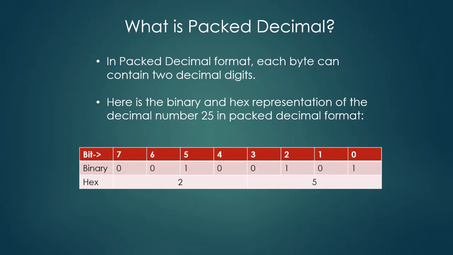So imagine the value 25 being stored in packed decimal. It'd be stored in 1 byte with 2 in the upper nibble and 5 in the lower nibble.